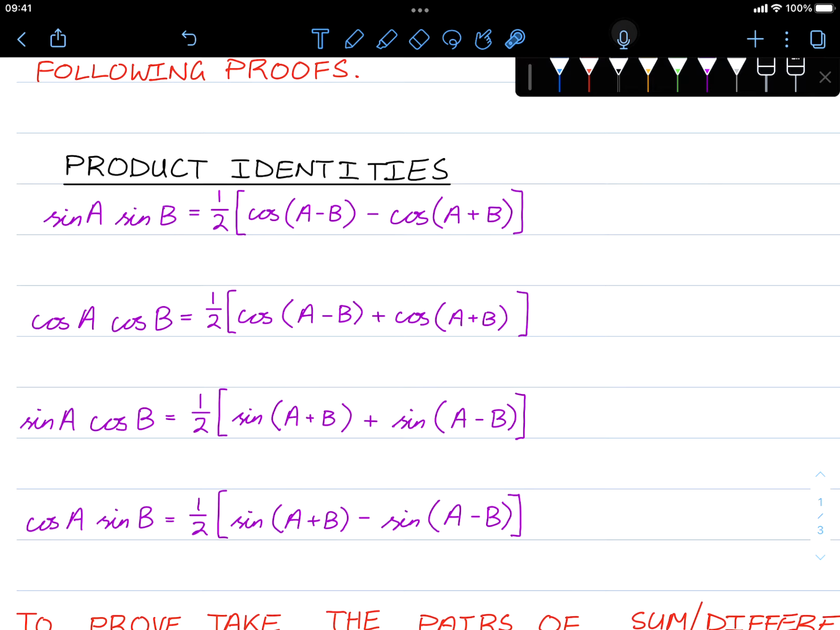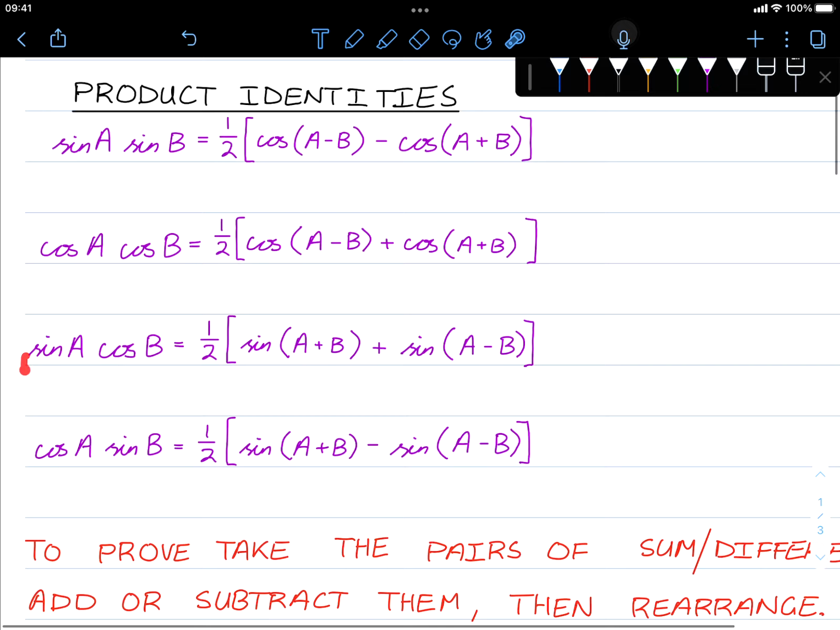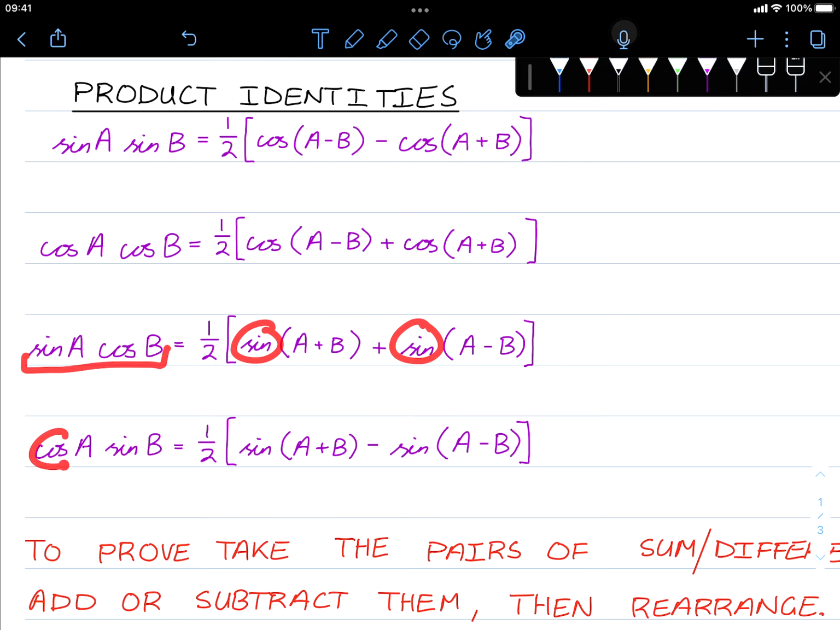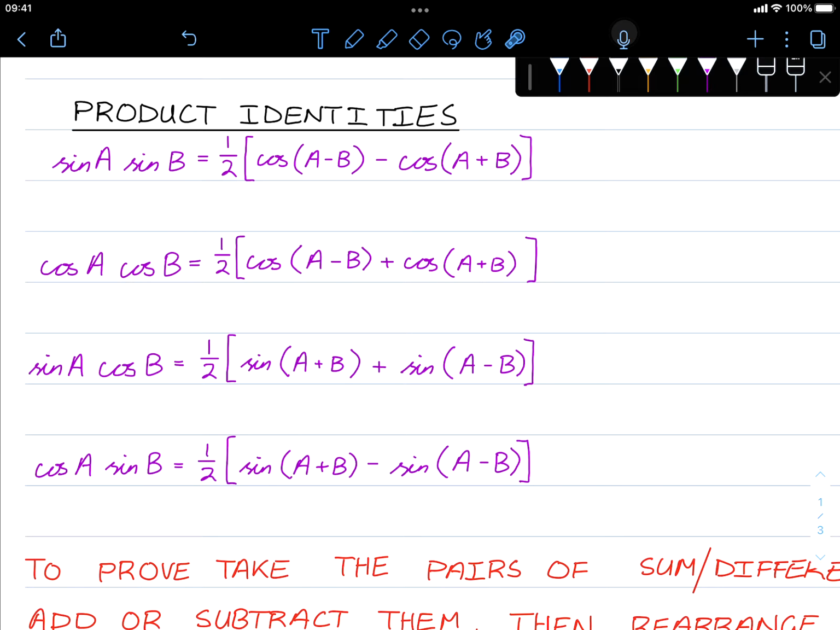Now, a good way to remember these: if we have sine sine, cos cos, it's always using cos. So if it's the same, just because. So same, sine A, sine B, they're both cos. Cos A, cos B, they're both cos. If it's sine A cos B, it's sine. Cos A sine B, they're different, it is also sine. Okay, so that's just one way to help you remember these.